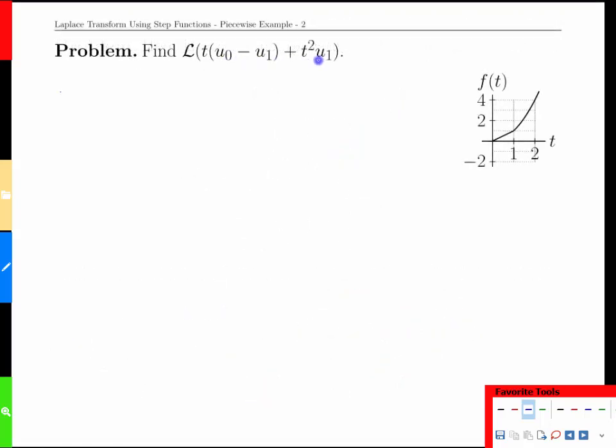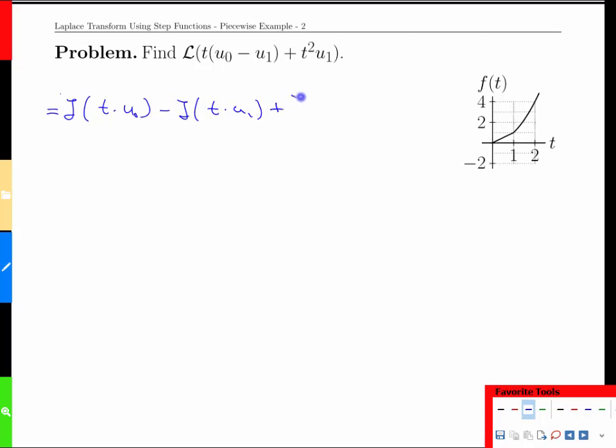Here we've copied out that function again, and we're now asking what the Laplace transform of that is. Well, the first step is to look at each of these separately. So let's call the Laplace transform of t times u0 minus the Laplace transform of t times u1 plus the Laplace transform of t squared times u1.